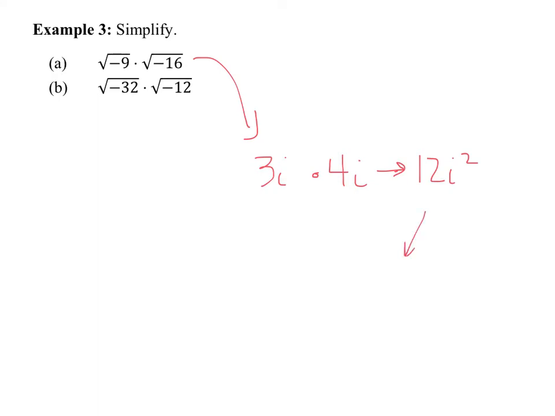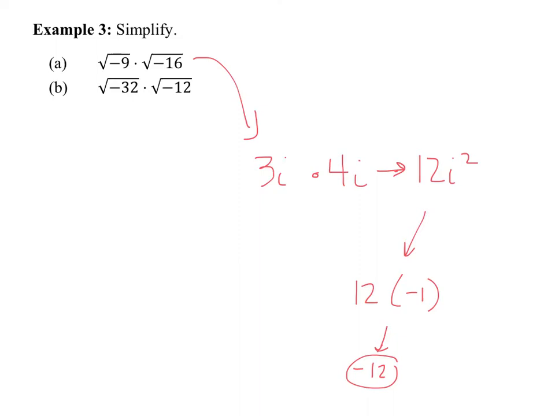Why is it negative 12? i squared is supposed to be negative 1. Remember, i squared was defined in the beginning as negative 1? Go back to the second slide or whatever it was. We defined i as the square root of negative 1. So by default, i squared is really negative 1. So it's negative 12. Very good, Luca. Way to pick up on that.